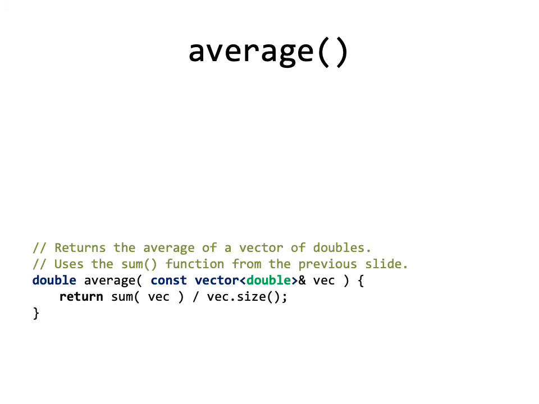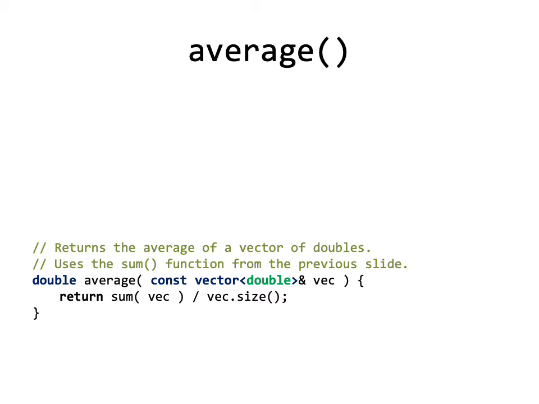Good practice. So in 3, 2, 1, I'm going to show you the vector version. We have double, average, and then const vector vec, because again, we're only reading from that vector. It's just like the last slide.